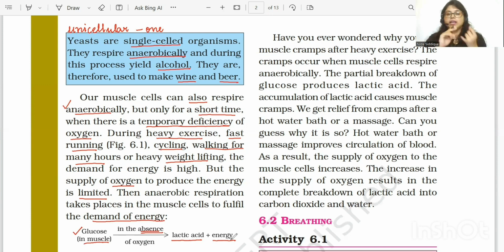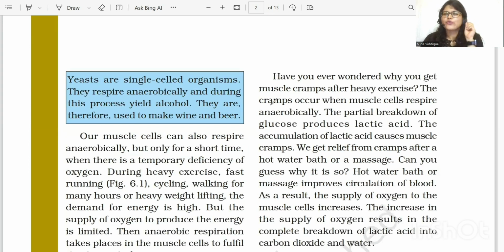Aerobic respiration में carbon dioxide and water produce होता है हमारे body में, but anaerobic respiration जब भी हमारा body के muscle cells perform करते हैं, there is a formation of lactic acid. Okay, I want you all to remember this. Now, let me tell you another very interesting thing about lactic acid.